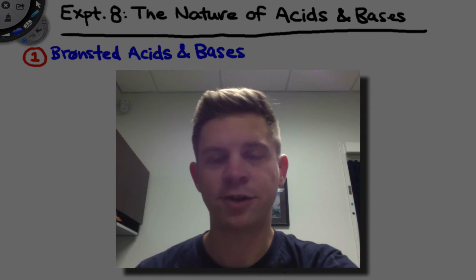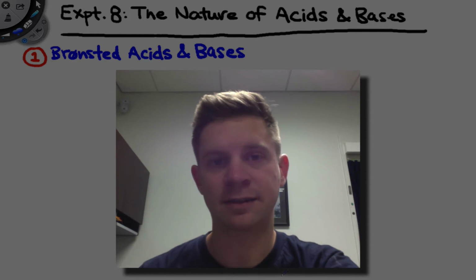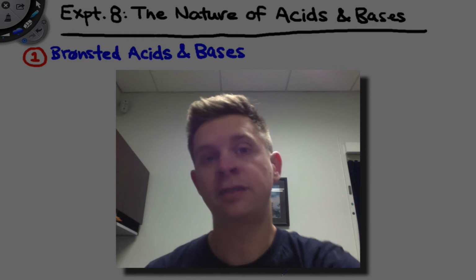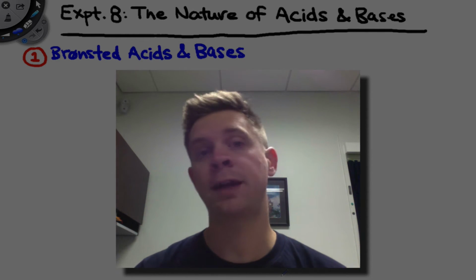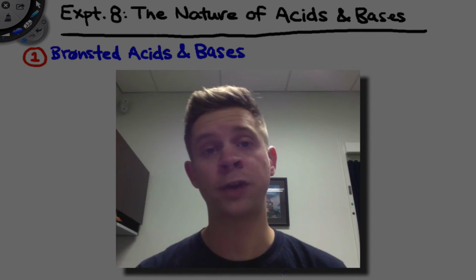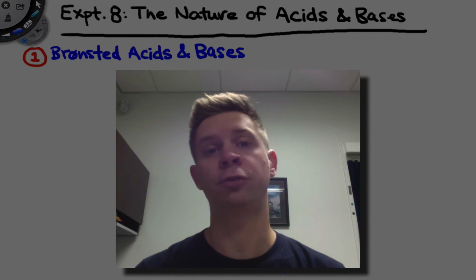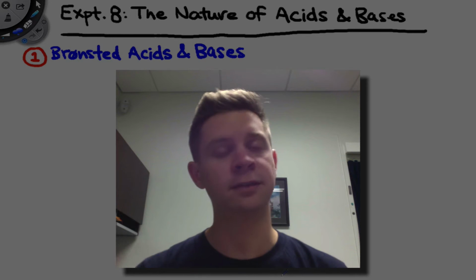Experiment 8 in Chem 1310 is titled The Nature of Acids and Bases. In this experiment, we're going to look at species that either generate hydronium, H3O+, or hydroxide, OH-, when dissolved in aqueous solution. These are known commonly as acids and bases.